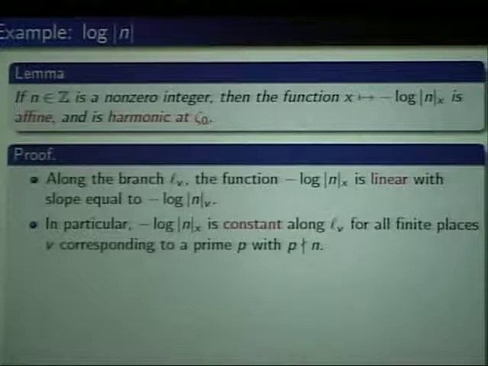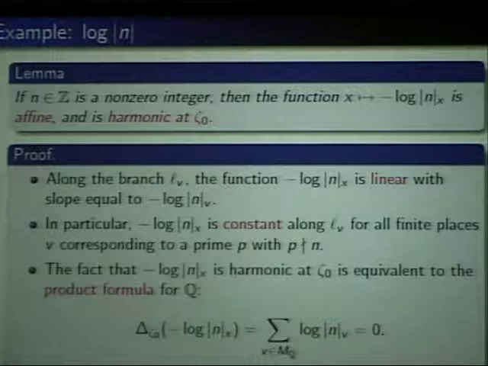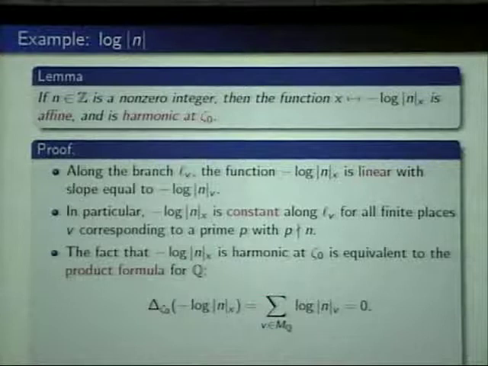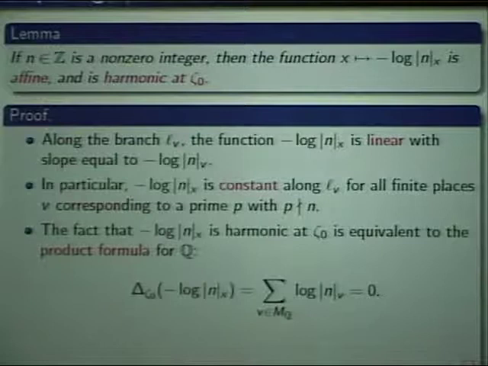So in particular, for all places v such that the absolute value n sub v is 1, which is all but finitely many, the slope is 0. So now the fact that it's harmonic is the same as the product formula. Right? The sum of the slopes is just the sum of log absolute value n sub v, which by the product formula is 0. So in other words, the product formula has a direct translation into the language of Berkovich spaces: this function log absolute value n is harmonic at this trivial point.